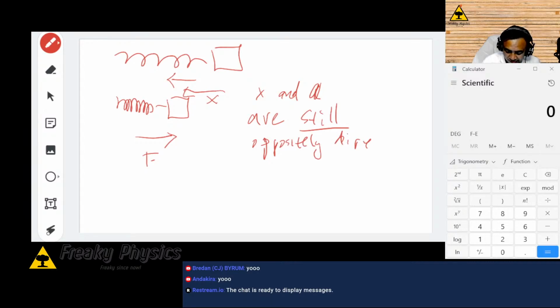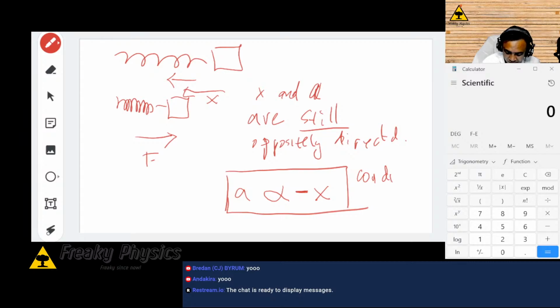So in both cases, we can now say that a is definitely proportional to something about x, but since it's opposite, it's going to be negative, right? Now, one thing about this is this one condition is the condition for simple harmonic motion. And simple harmonic motion is the motion that makes all kinds of oscillations and therefore all kinds of waves possible.